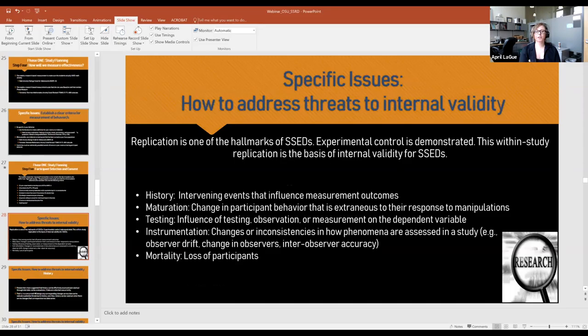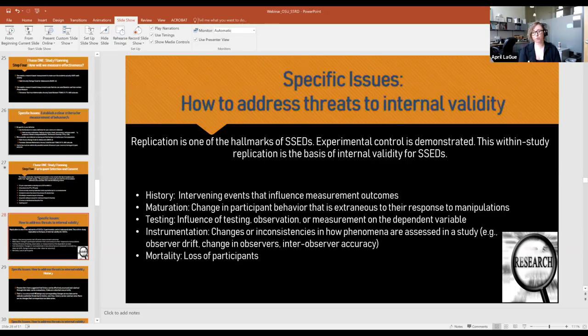So now we're going to run through some, and Chris, am I doing okay on time? I'm just going to do a time check. Okay. Doing good. Okay. We're going to run through the threats to internal validity. And again, we'll just quickly run through these. And then if you have questions at the end, we can address those. I want to make sure I get through all these slides in our time period.